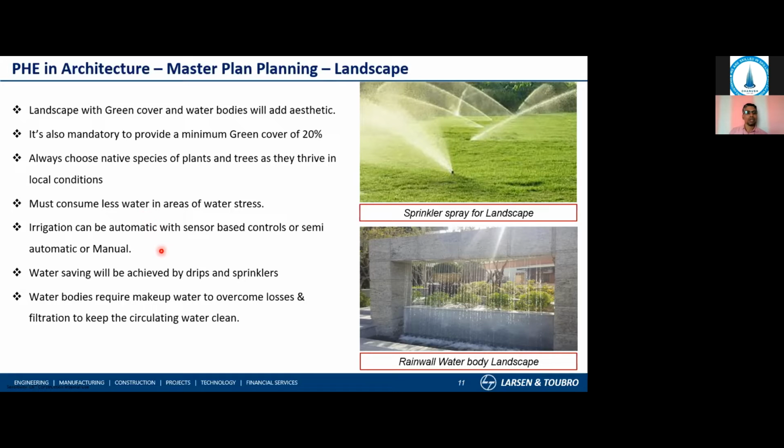Coming to water reduction, if you talk about the landscape, it could be an automatic type, controlled with sensors and other things, so that it uses minimal water and the water is given to the plants at the right time. Most of the water saving can be achieved through drips as well as sprinklers. And of course, during your master planning, you can think about your water bodies and water features, where PHE can help you with the filtration, how to bring out the water clean, and making a proper circulation in it.